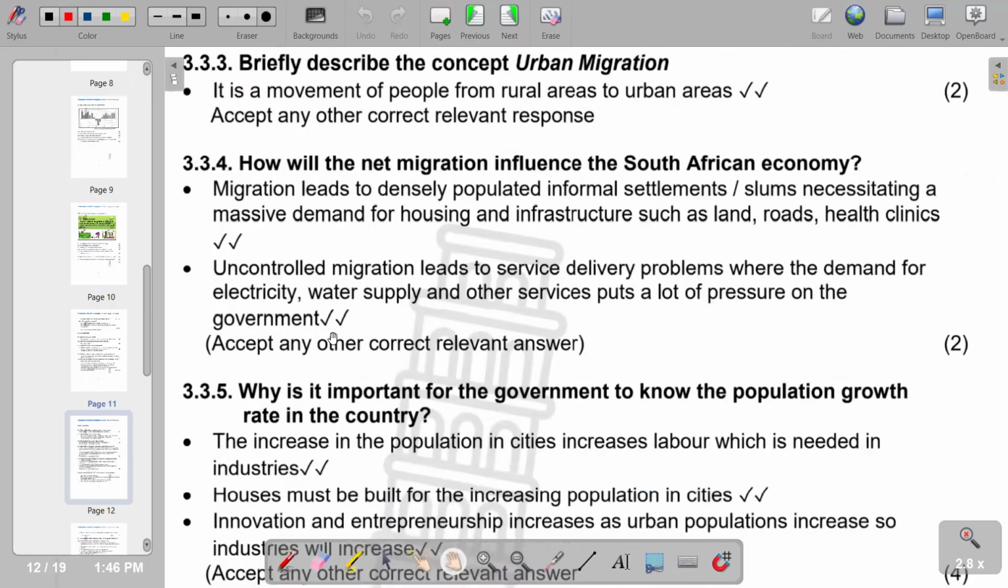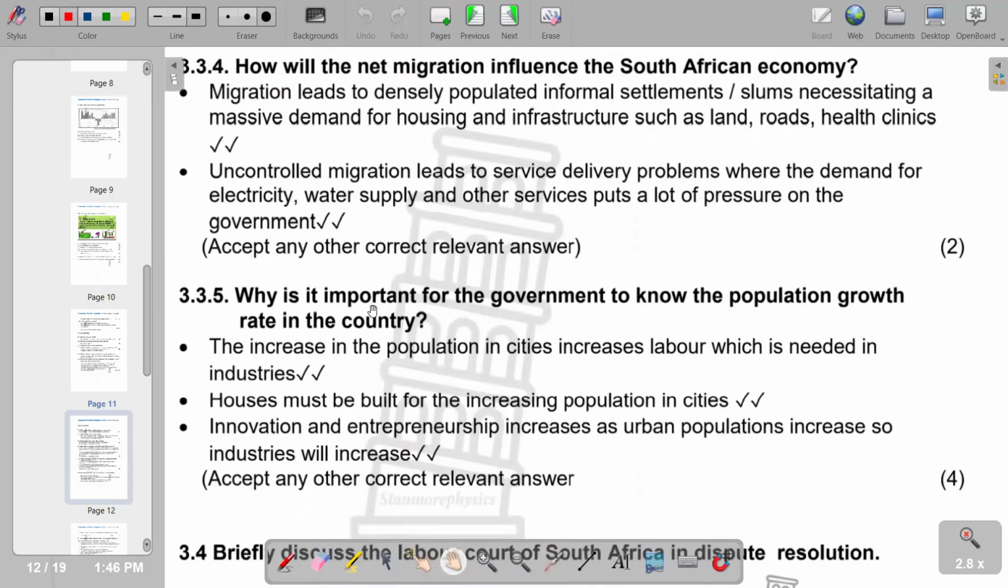Then 3.3.5: why is it important for the government to know the population growth rate in the country? The increase in the population in cities increases labor, which is needed in industries. Those are some of the points that we can include.